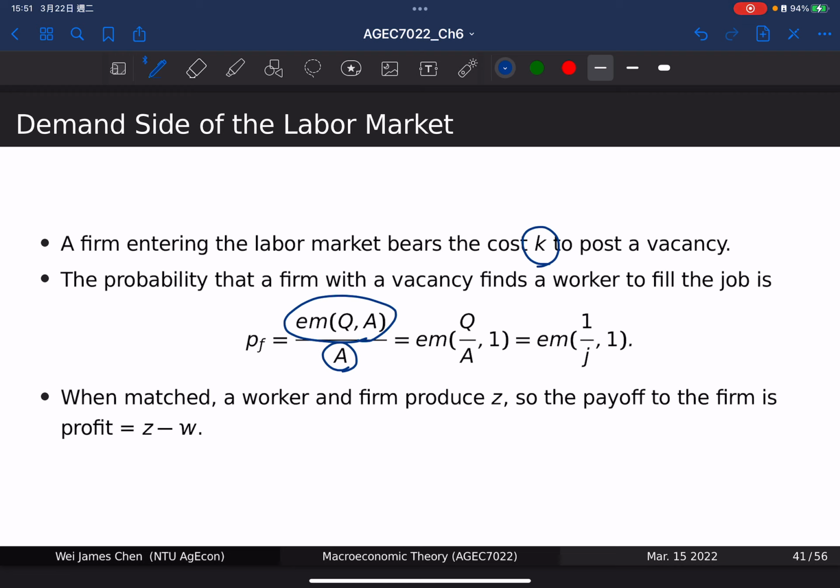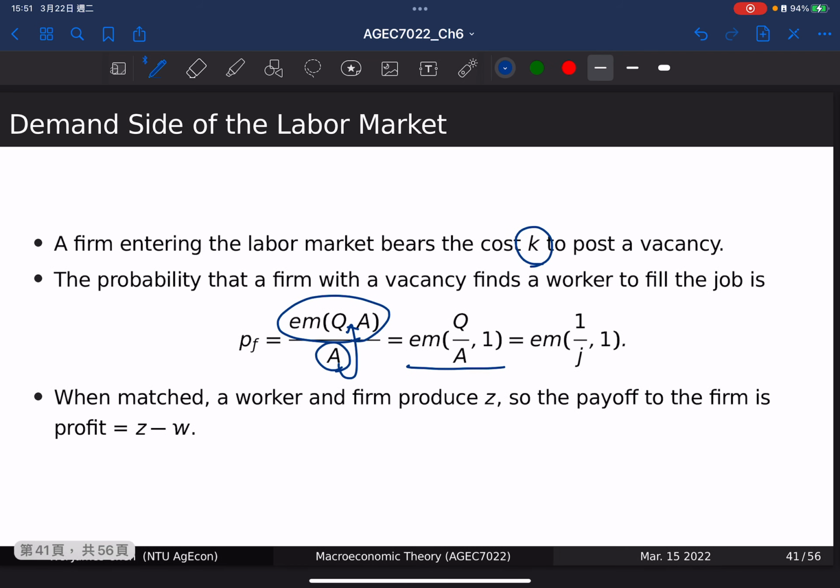And again, because this is constant return to scale, this A can go inside and this will become EM of Q divided by A and 1. And AQ is J, so Q divided by A will be 1 over J.